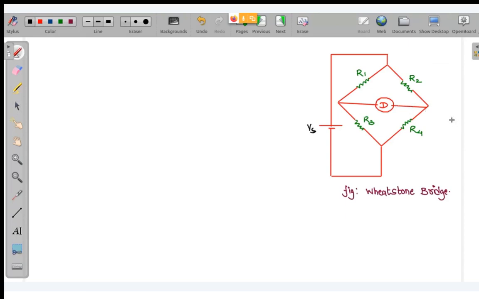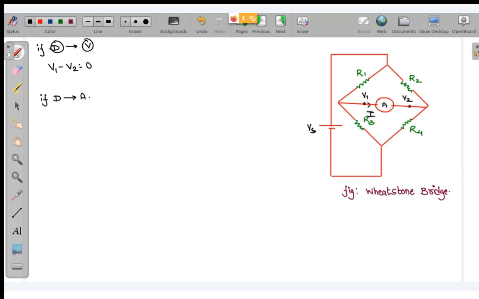Okay, so at balance condition, what might happen? If I am taking this D as your voltmeter, you can even take an ammeter also, if you want. So if this is a voltmeter, what might happen in your balance condition? If this point is V1 and this is V2, and your detector is a voltmeter, then V1 minus V2 should be equal to 0. If this is an ammeter, what will happen?